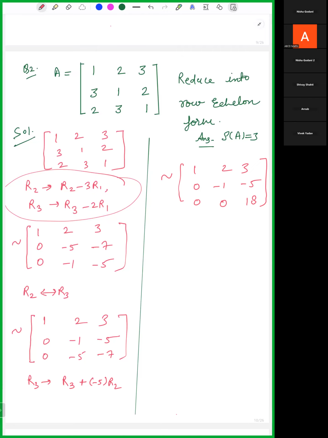What pattern? Are you okay that this matrix is in echelon form? Is this echelon form or not? If it is not, then you should proceed. You must apply another operations if it is not in echelon form according to you. If it is in echelon form, then what is the number of non-zero rows?